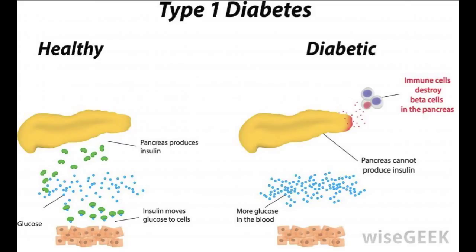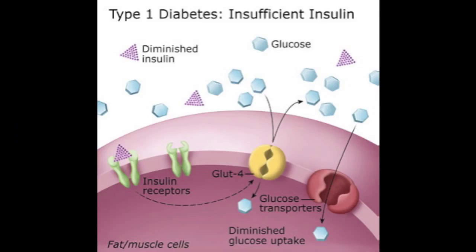In type 1 diabetes, the immune cells destroy the beta cells in the pancreas, therefore the pancreas cannot produce insulin. So the insulin never binds to the insulin receptor, so then the GLUT4 also cannot let the glucose enter the cell. This is a simple diagram of type 1 diabetes. As you can see, the purple triangles are the diminished insulin, and so they're not binding, so the GLUT4 isn't able to open up to let the glucose in.